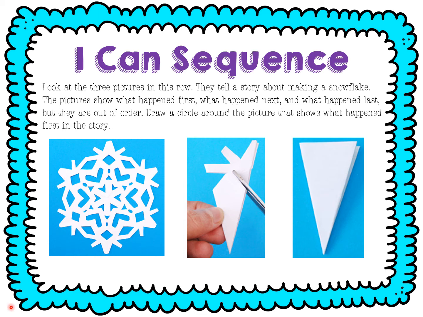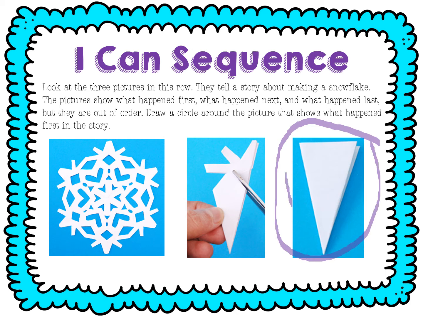In this first one, we see the snowflake is all done. In this one, it's folded and they are cutting it. In this one, it's folded but no cuts are made yet. So which one would happen first? Can you point to it? This one. This would happen first.